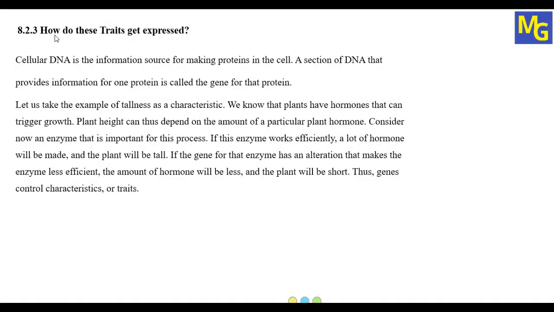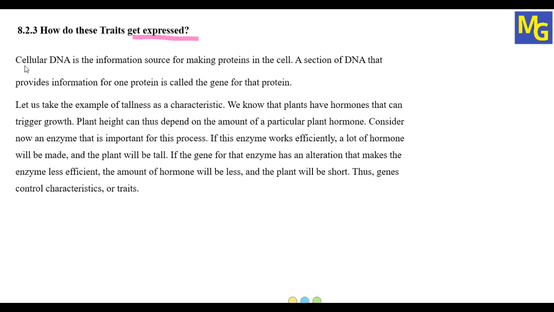Hello students, now we are going to see the next topic of this heredity chapter, that is how do these traits get expressed. In our earlier classes we have studied how, when a tall plant and a dwarf plant are crossed, tallness and dwarfness are inherited by the next generation. We have even seen the dihybrid cross, where we considered two characters: the shape and the color of the seed. Those are called traits. Traits means characters. So how these traits are expressed in a particular generation, that we are going to see here.